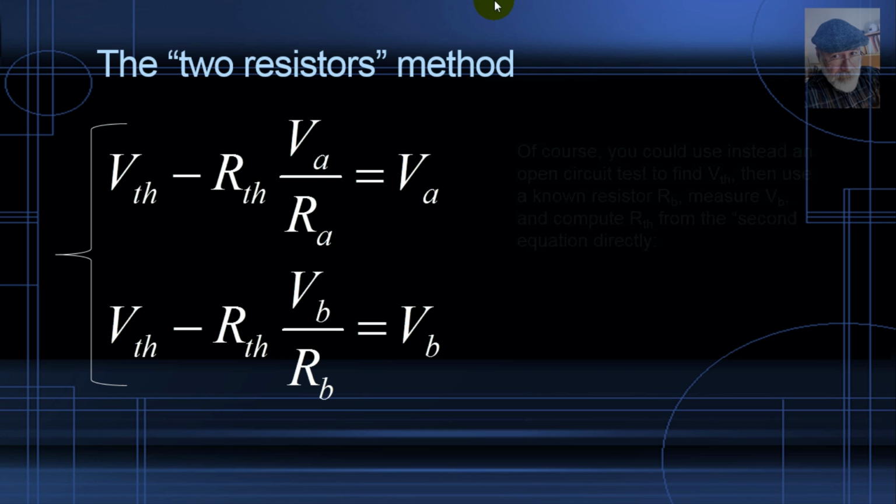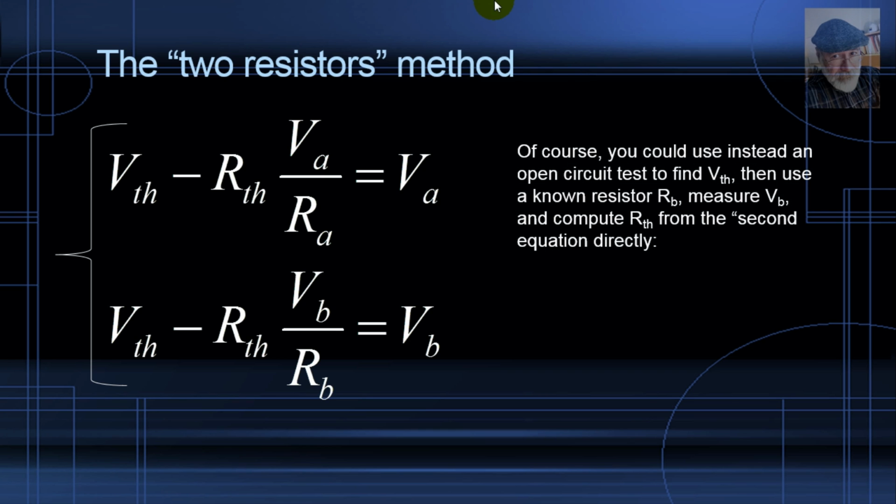Piece of cake. As I said, if instead of applying a resistor for the first test, we apply an open circuit test, then we find our Thevenin directly with this simpler formula.